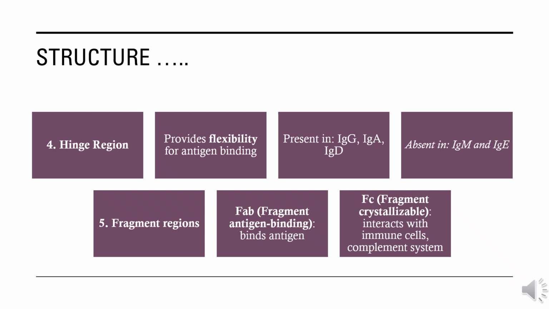Two types of fragment regions are also present in the antibodies. First one is the FAB, fragment antigen binding, and the second one is FC, fragment crystallizable, which interacts with immune cells and plays a very important role in the complement system.